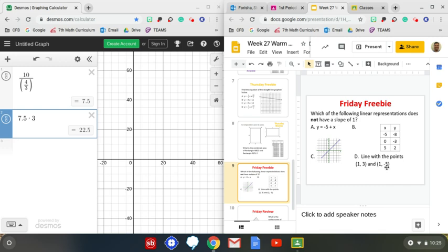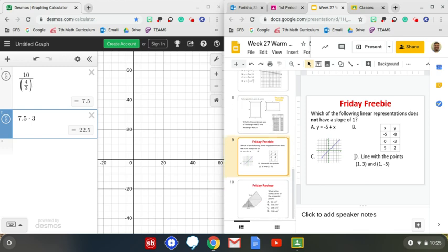It must be D. Line with points 1, 3, 1, -5. Well, if x is 1 and then I'm at 3, 1, -5, that's a straight up and down line. That's an undefined slope. It's a vertical line. You could also do change in y over change in x. From 3 to -5 is a change of -8 or 8, and then divided by 1. From 1 to 1 is 0, so 8 divided by 0, that's why it's undefined. Okay, so D is going to be our answer on that one.